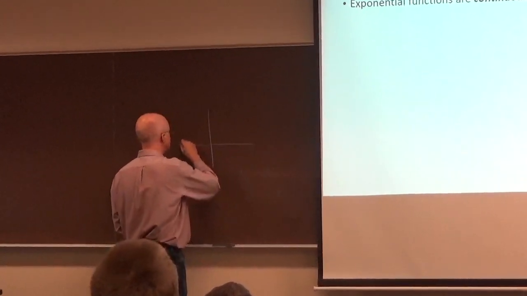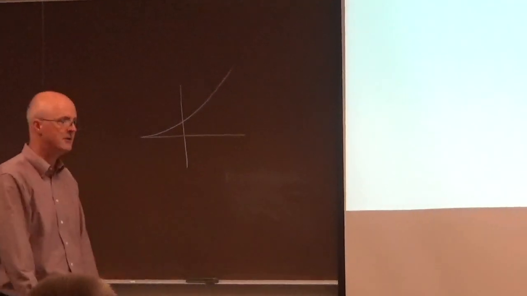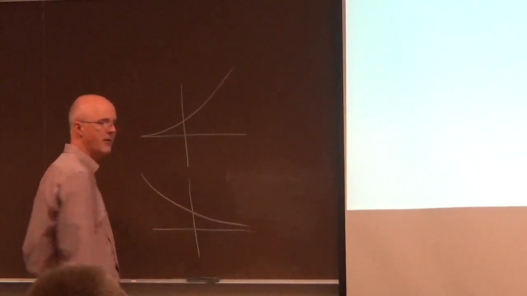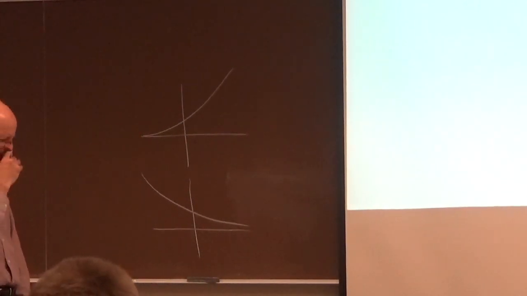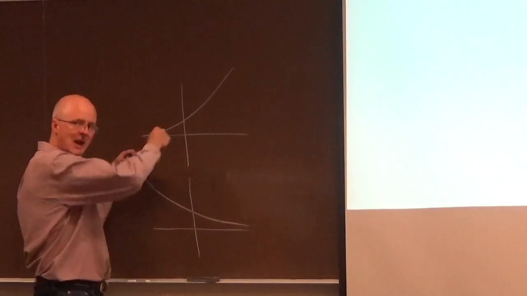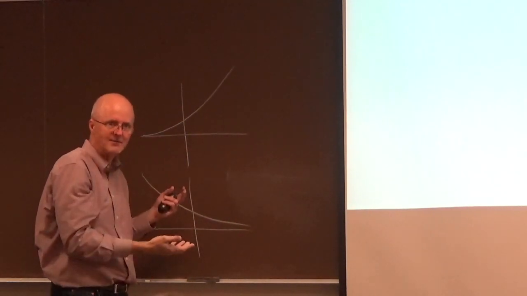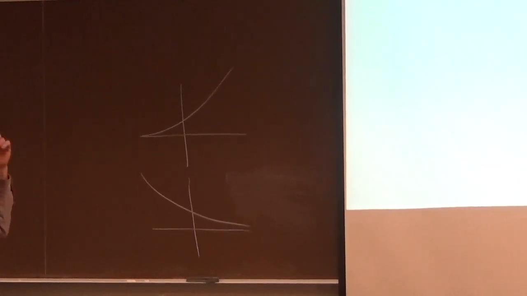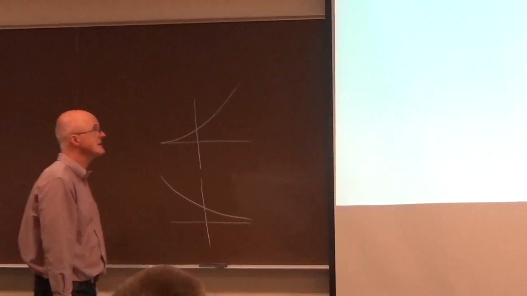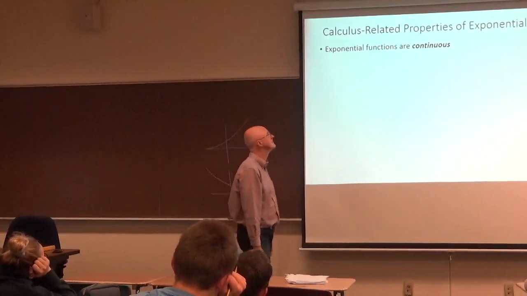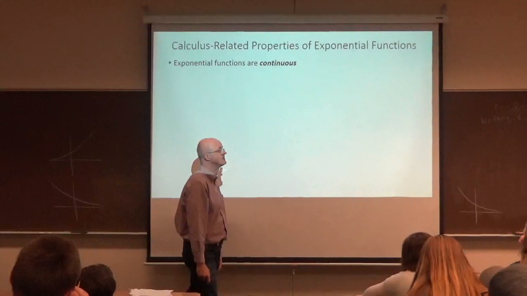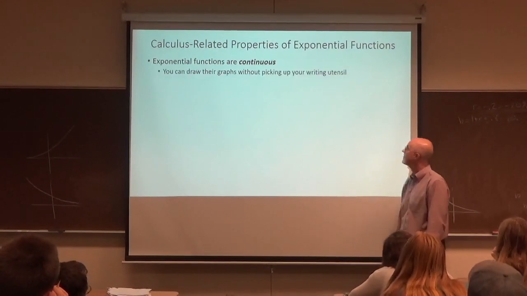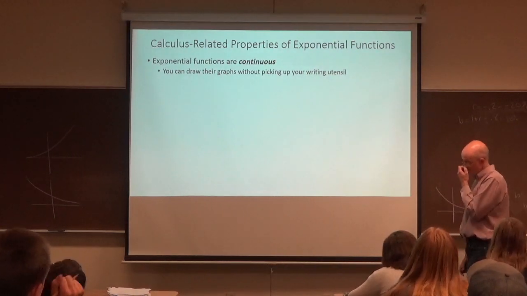Here's an exponential growth function. I can draw it without picking up my writing utensil. Here's an exponential decay function. I can draw it without picking up my writing utensil. Although that's a little bit of a lie, because really the graph goes on forever and ever, so I didn't really draw the whole graph, yet I picked up my writing utensil. Okay. You have to imagine that you can draw the graph forever and ever. So continuous, no breaks in it, no holes. That's actually difficult to prove in general, okay? Takes some pretty advanced math to prove that, at least if you're starting from simple principles.